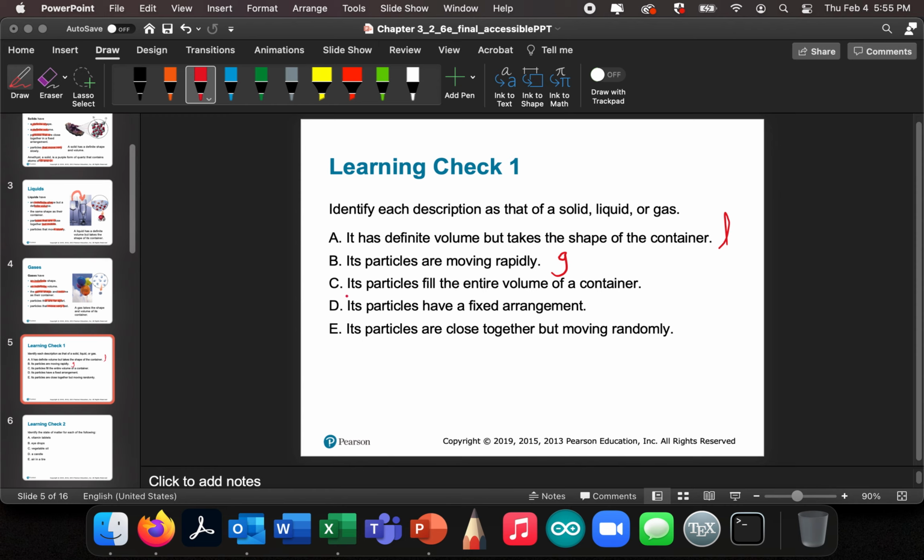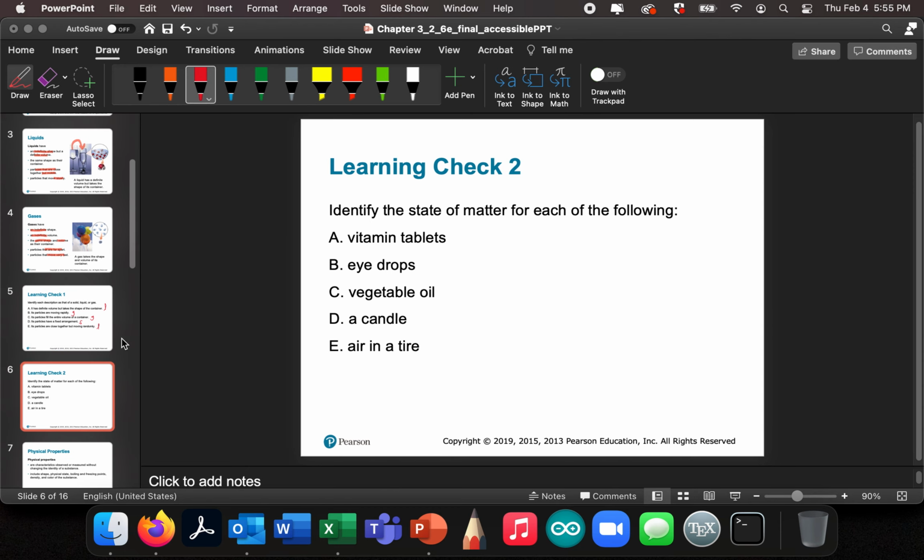Way faster than anything else, right? Its particles fill the entire volume of any container. That's a gas. Its particles have a fixed arrangement. That's a solid. Its particles are close together, but they move randomly. That is definitely a liquid. All right. Another learning check. Pause the video and check my answers.